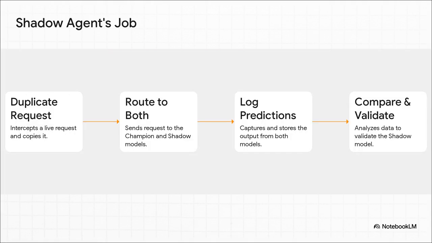So here's the brilliant part. A special shadow agent sits in front of everything. When a live request comes in from a user, it secretly makes a copy. The original request goes to the live champion model, and the user gets their answer just like always. But that secret copy, it gets sent to the shadow model. The shadow's answer is never shown to the user, but it's logged and compared against the champion's answer. This is the whole key. You get to safely test drive the new model on real-world traffic without any risk to your users at all.